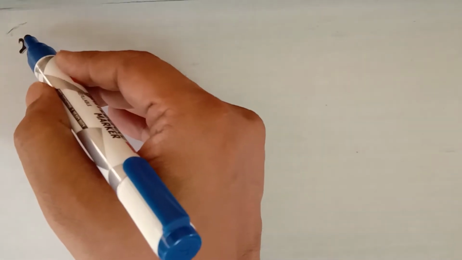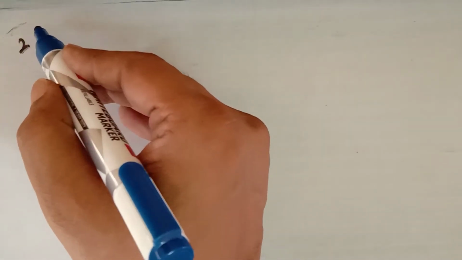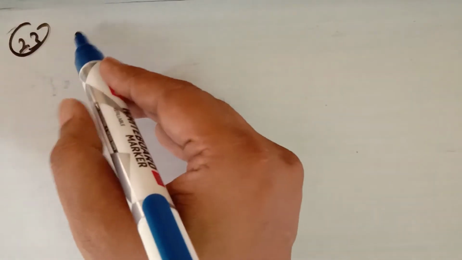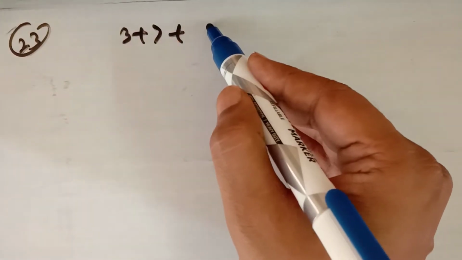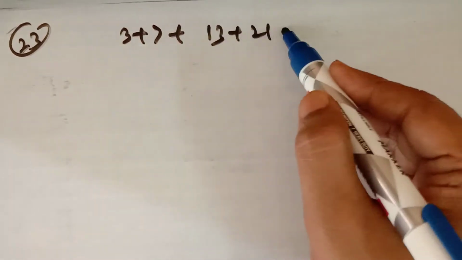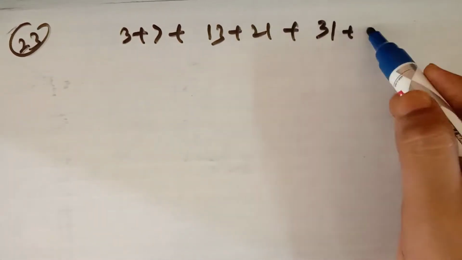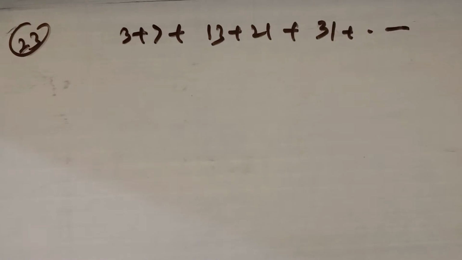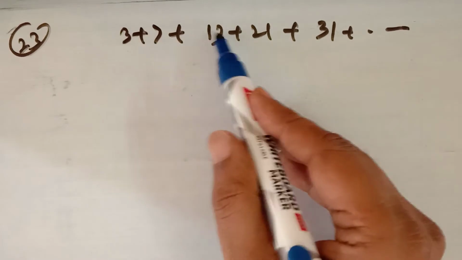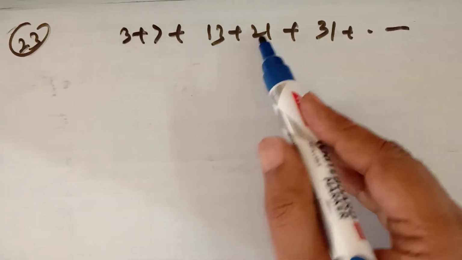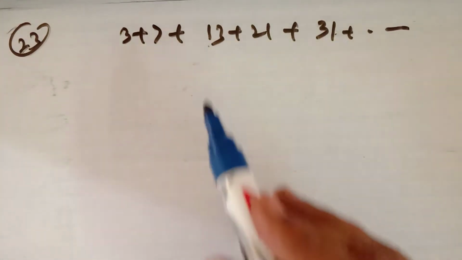Now question number 23. You have to find the sum of this series: 3 plus 7 plus 13 plus 21 plus 31 and so on. Now if you see the question very carefully, the differences between these terms are in AP: 4, 6, 8, 10 and so on.